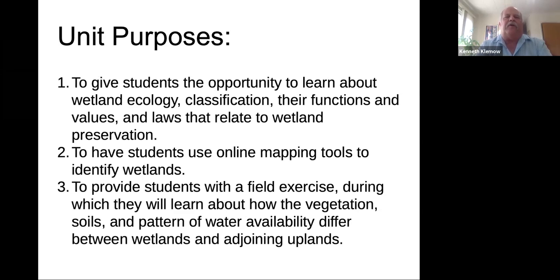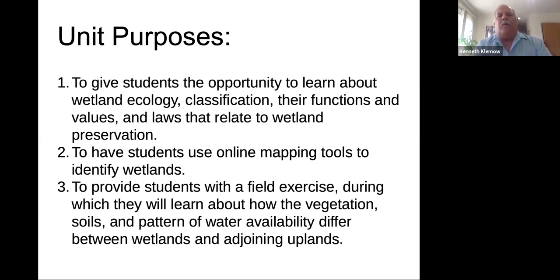The second thing is that there are online mapping tools that are available for the general public to use to identify wetlands. And so we have students get into some of the online mapping tools to be able to know how to remotely identify wetlands. And then the third part is to provide students with an in-field exercise in which they learn the elements of wetland delineation in the field.